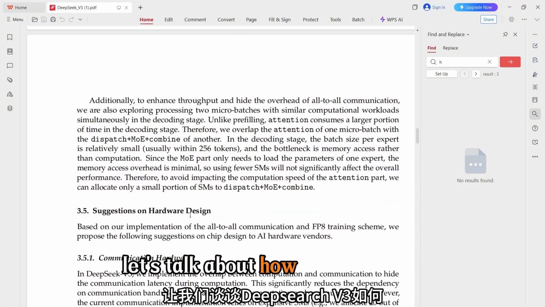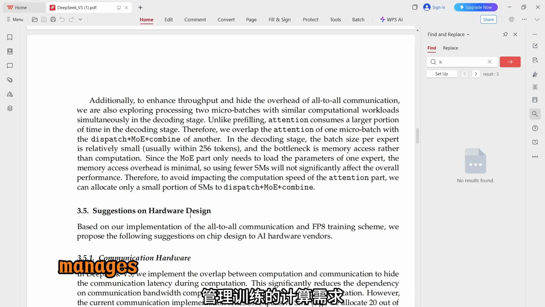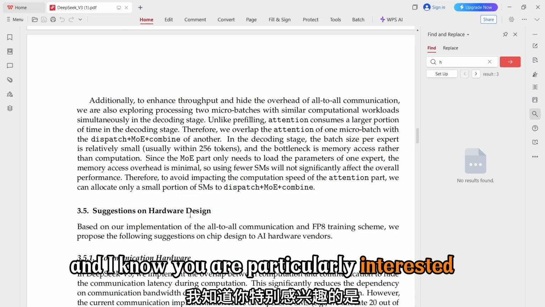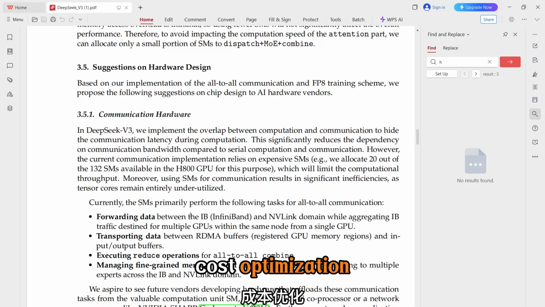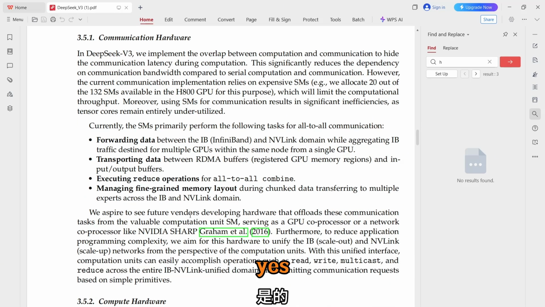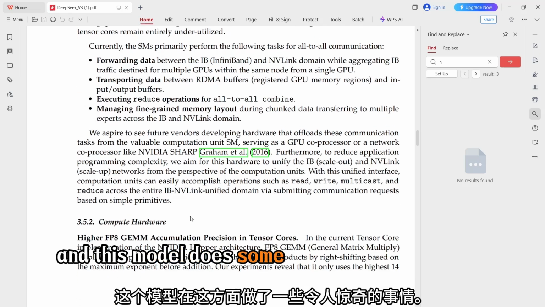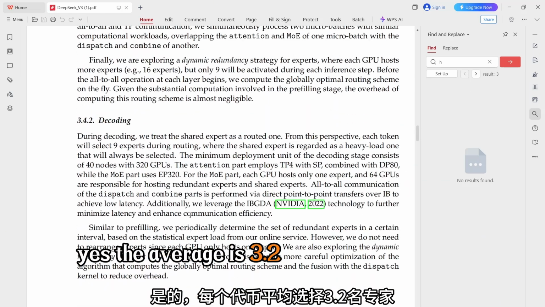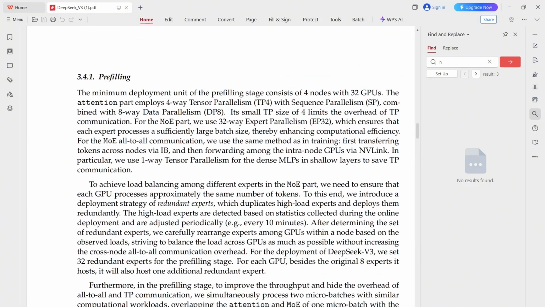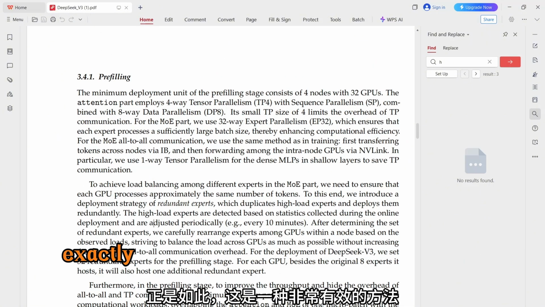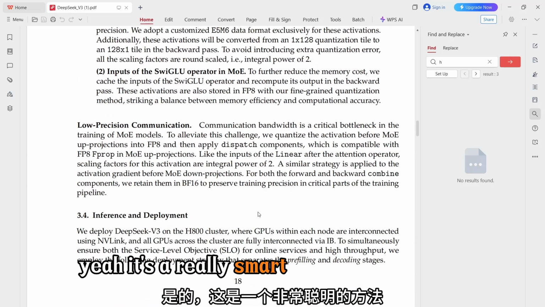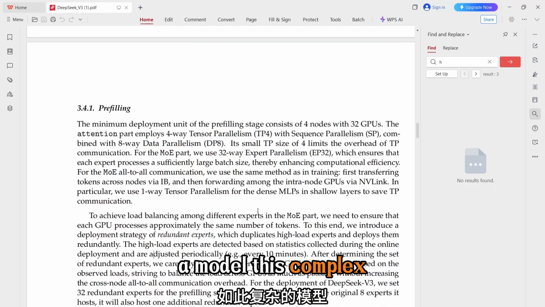Right. Let's talk about how DeepSeek V3 manages the computational demands of training. And I know you are particularly interested in cost optimization and how they're doing things economically. Yes, and this model does some amazing things in that area. Yes, the average is 3.2 experts chosen per token, which is a nice balance to reduce the overhead. Exactly. So it is a very efficient and effective method. It's a really smart approach to making a model this complex work so well.